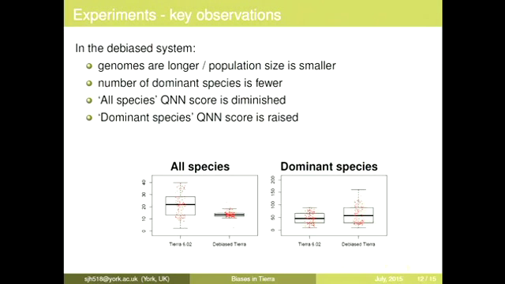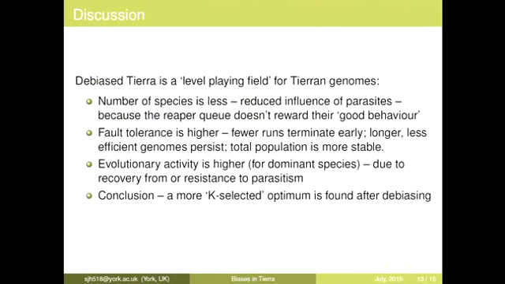Okay, so those are the key observations. I'm going to give you my interpretation of those observations now. I want to argue that debiased Tierra is a level playing field for Tierran genomes. It means that you will reproduce by virtue of the ability of your genome to help you to reproduce, rather than these other features within the system. The number of species is less, partly because of the reduced influence of parasites, because the reaper doesn't reward their good behaviour, so you get this constancy of the species, but it is also, of course, because of the limited size of the soup.